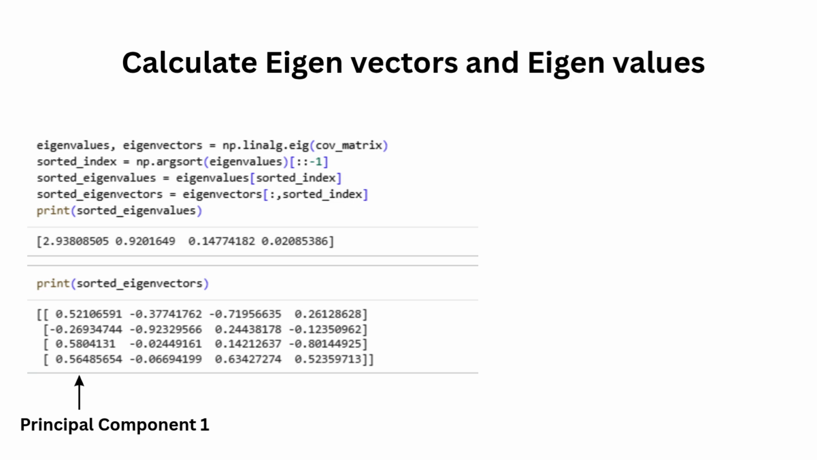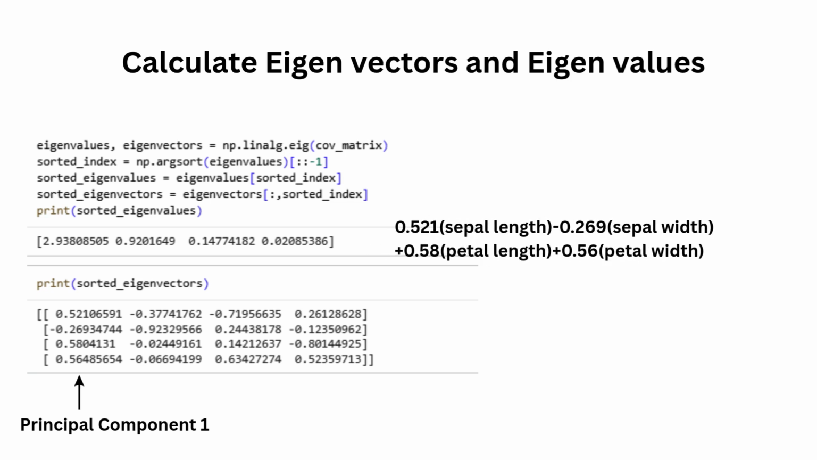So what exactly is a principal component? It's a mathematical combination of our original features. In our output, PC1 looks like this. Notice that petal length and petal width have the strongest positive weights. This tells us that PC1 is primarily driven by the size of the petals. If a flower has a high PC1 score, it's a big indicator that it has large petals and a long sepal.